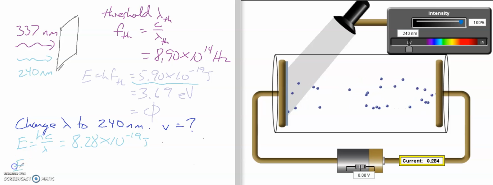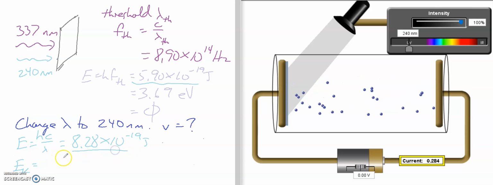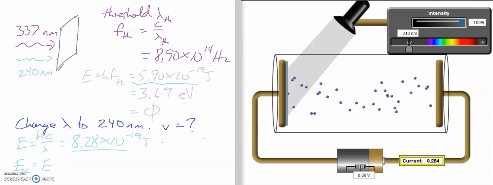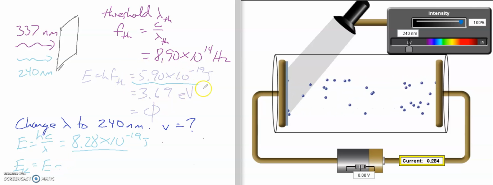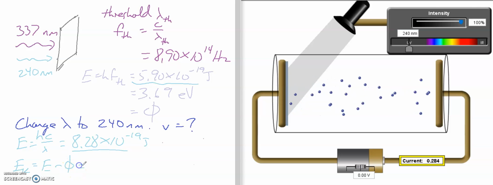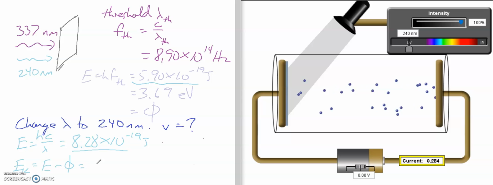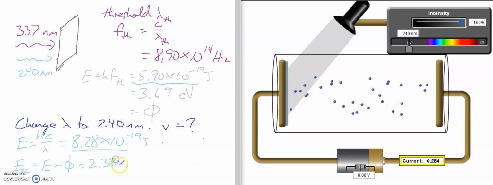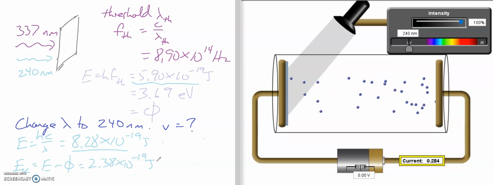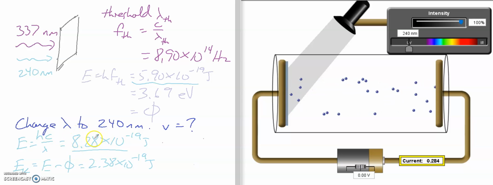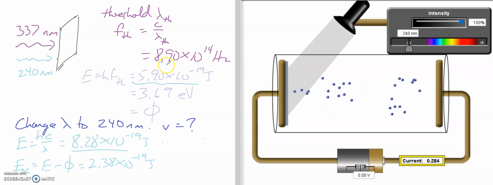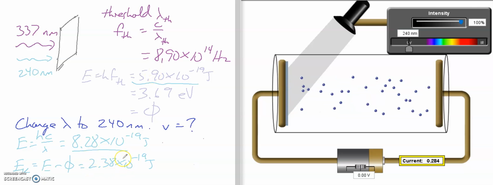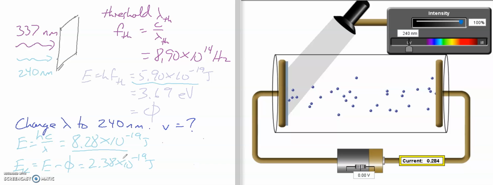So the kinetic energy is going to be the energy that came in from my photon, subtract the work function energy, which is right here. So I'm going to subtract the work function energy. I'll take that 8.28 and subtract that 5.9, and that'll tell me how much kinetic energy was left for my electron. So that leaves me with 2.38 times 10 to the negative 19 joules. So the photon came in with 8.28, 5.9 went to the work function to pay off the material, and then the electron was left with 2.38 times 10 to the negative 19 joules.